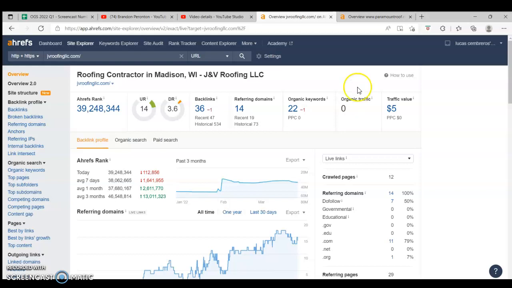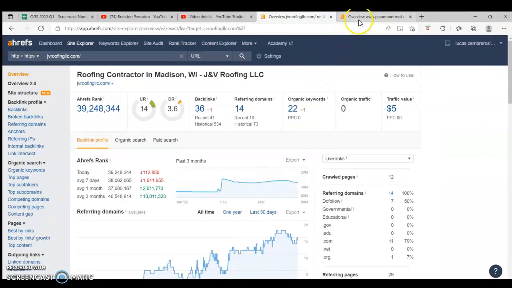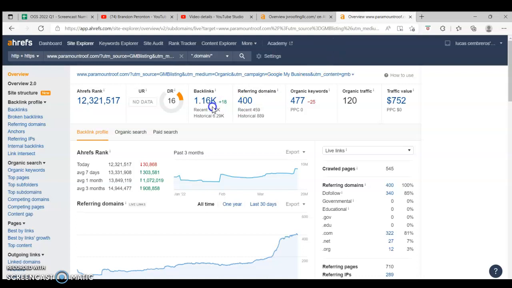Okay. So what I did was I took a look, when I typed in Roofing Contractors Madison, this map pack comes up. I took the top guy in here and I actually stuffed him in Ahrefs, and you can see he's got over 1,000 backlinks. He's got over 400 referring domains, 477 keywords he's being found. And 120 people a month are coming to his website. So that's 120 potential clients that he's getting over you. Simple math would say that if you can just close five people out of a potential 120 customers coming to you, that's a lot of money every month. That's a lot of money every year that you're missing out on.